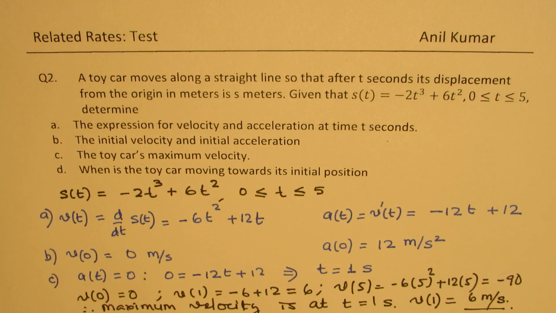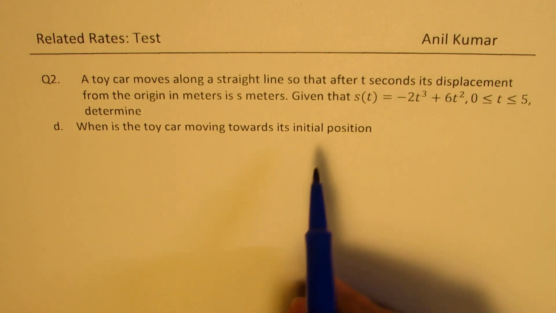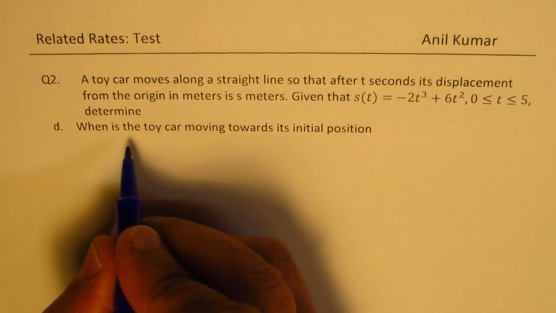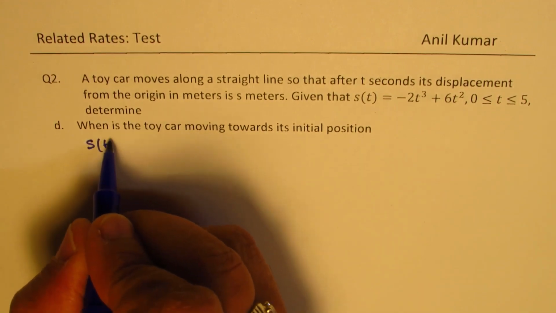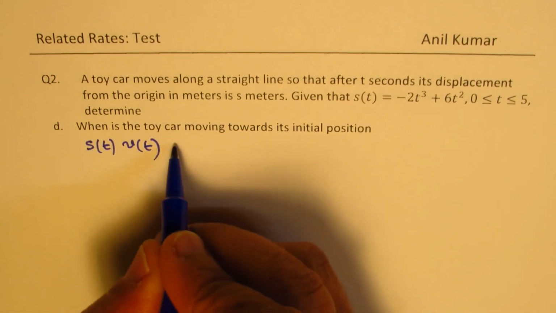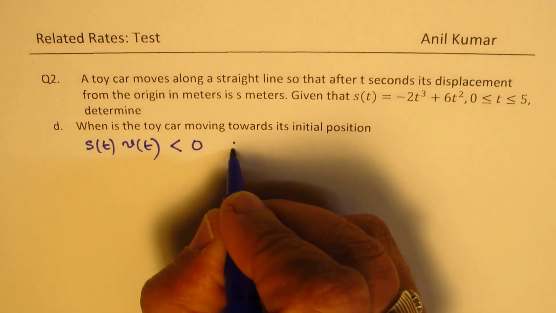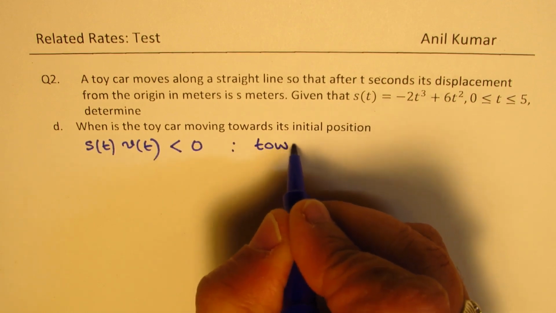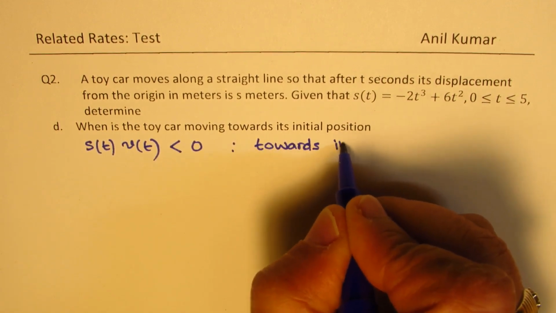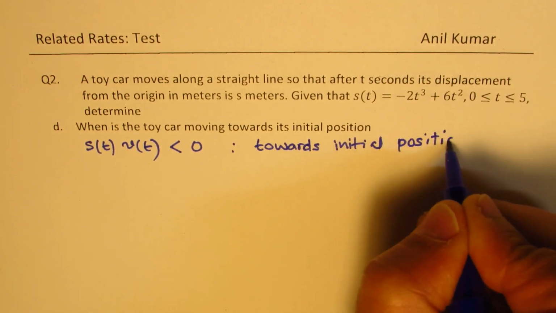Now for part D, let's move on and do it on a fresh page. When is the toy car moving towards its initial position? Now how do you figure this out? The important thing to understand here is that if the product of the displacement and the velocity is less than 0, that means it is negative, then it is moving towards the initial position. Is that clear to you, right? So that is the condition.